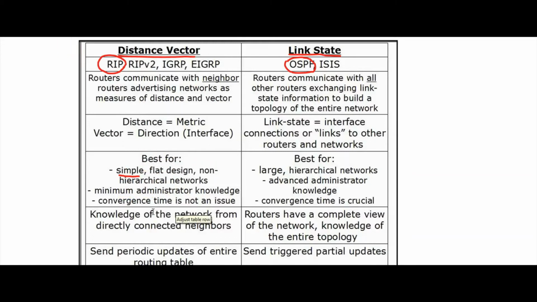So there are no proper rules available. If it is a very simple network, you can go for the distance vector routing protocol. There is no hierarchy, and minimum administrator knowledge is needed. That means I am a beginner, I'm just starting, so you can go for distance vector. This is easy to administer, needs minimum administrator knowledge, and convergence is not an issue.